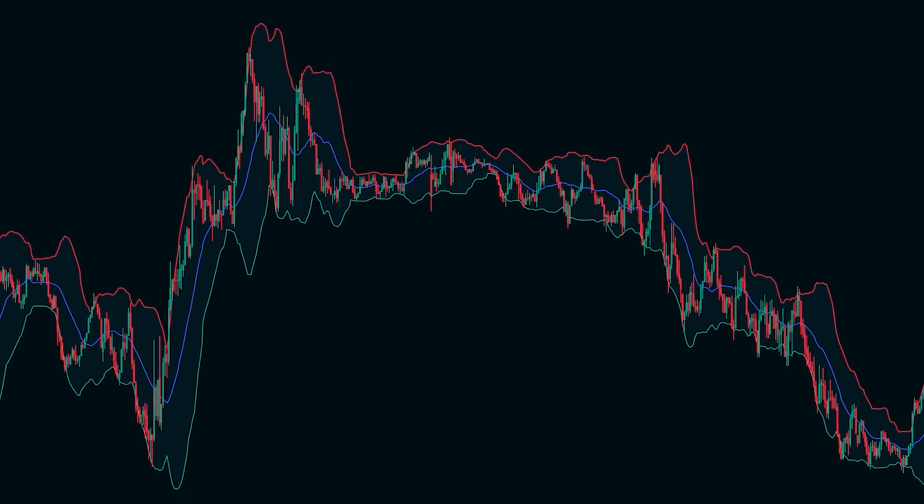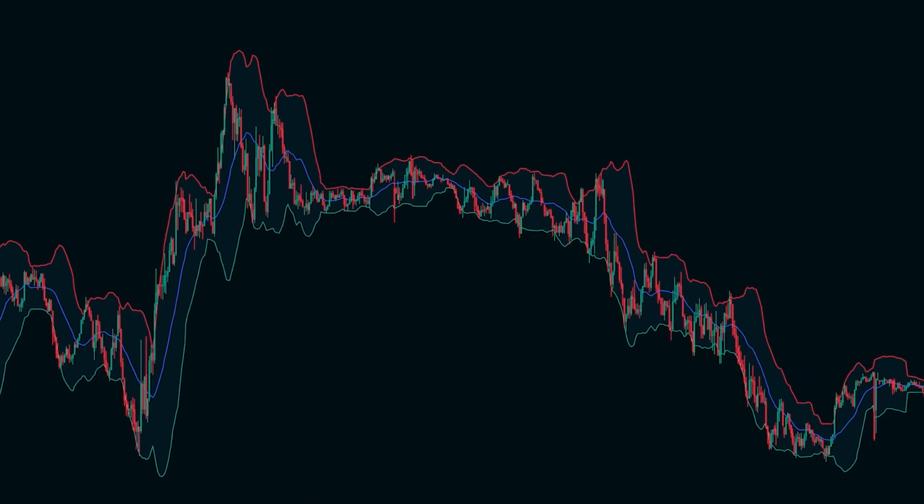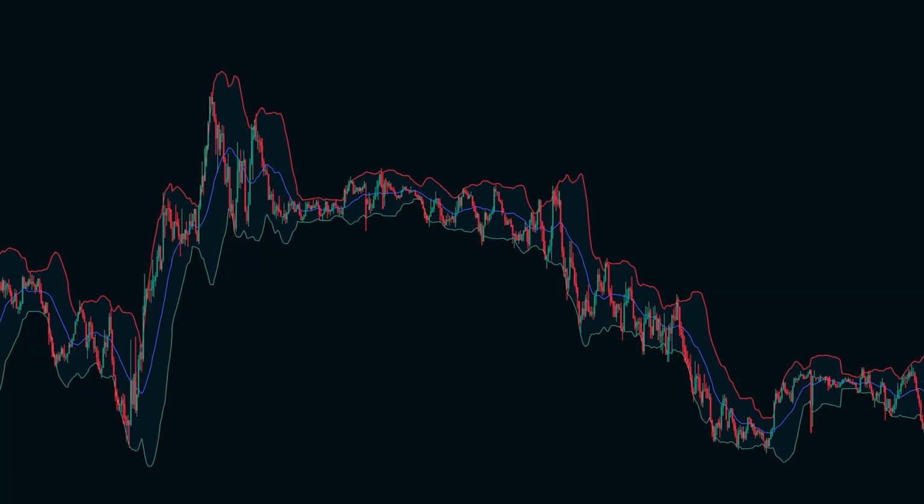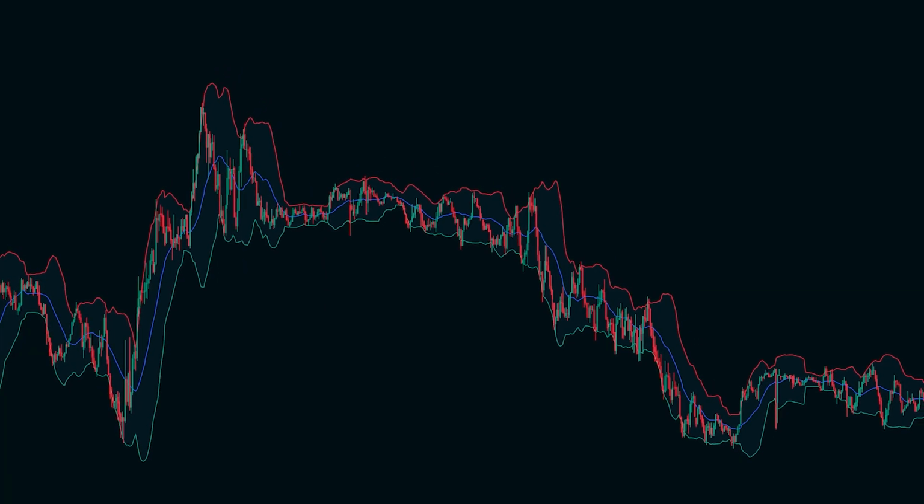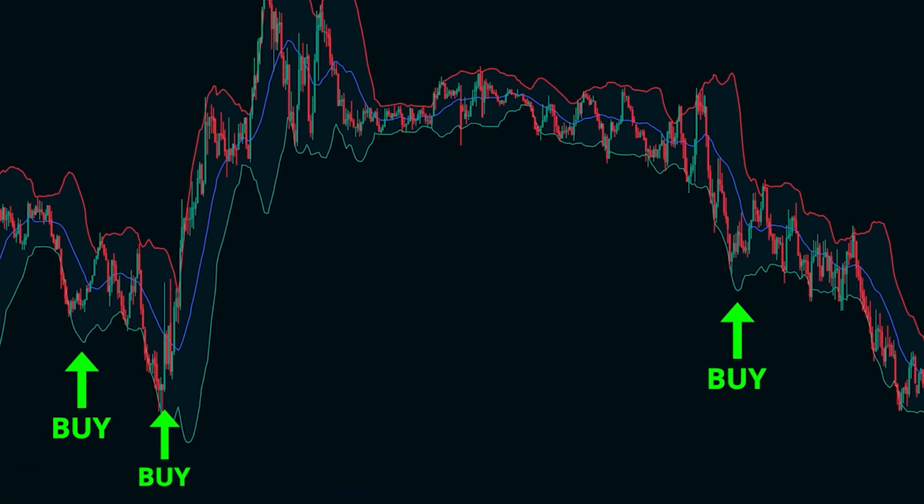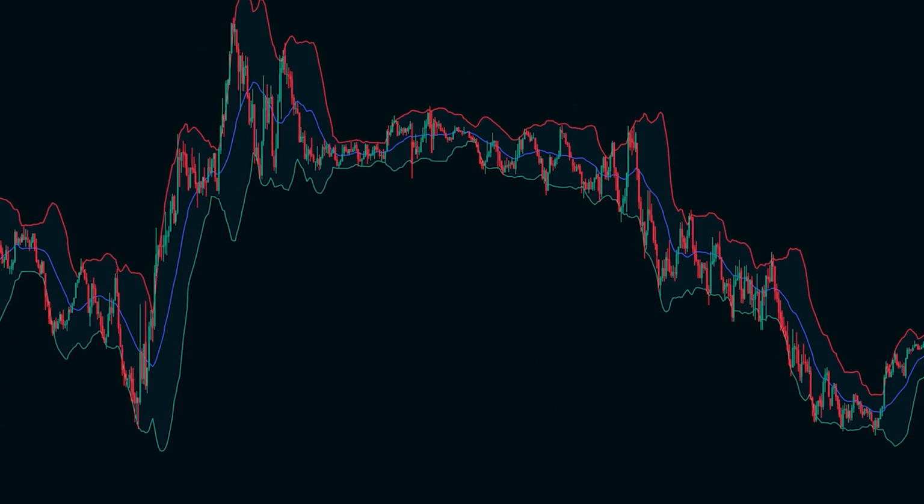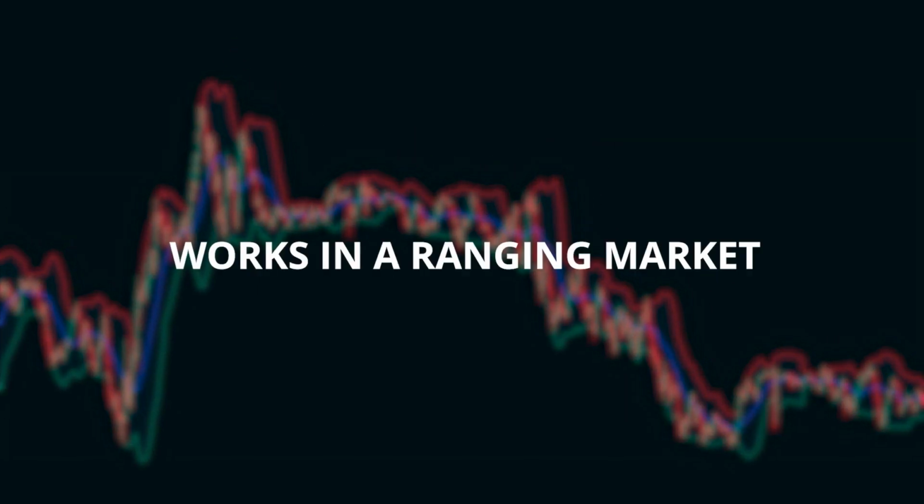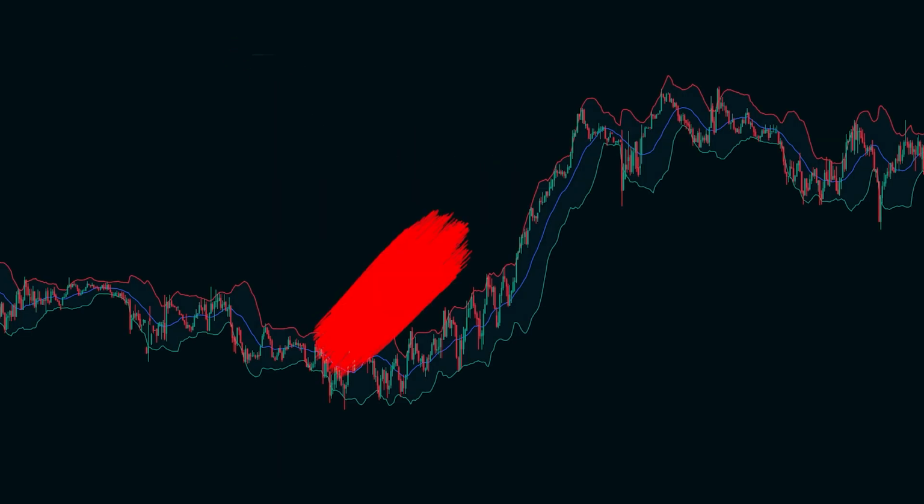This is the use that separates profitable Bollinger Band traders from traders who consistently lose. Most traders treat Bollinger Bands as an overbought and oversold indicator. They sell when price hits the upper band and buy when price hits the lower band. This approach works, but only in one specific market condition. It works when the market is ranging sideways. In a trending market, it does not work.